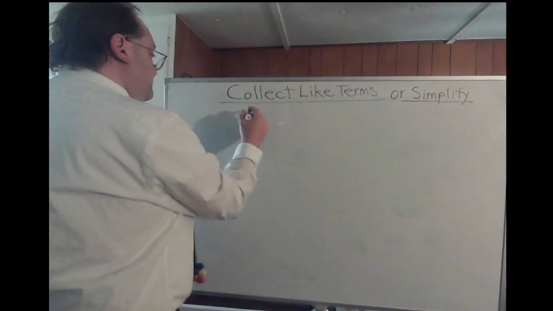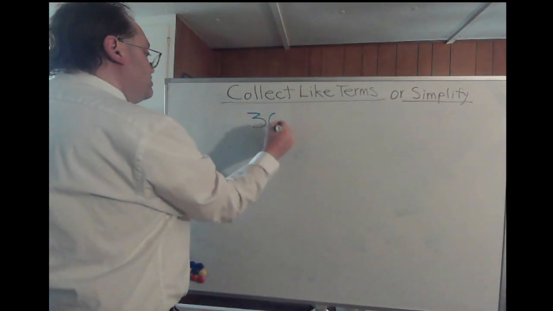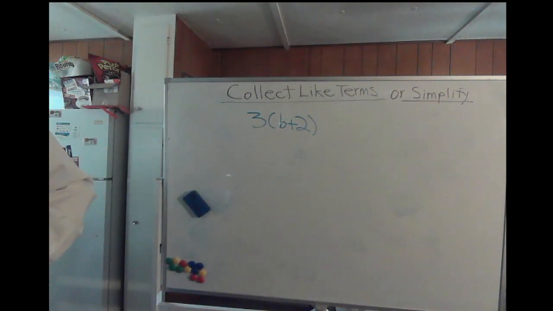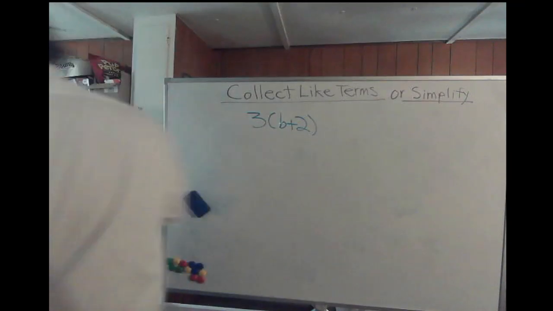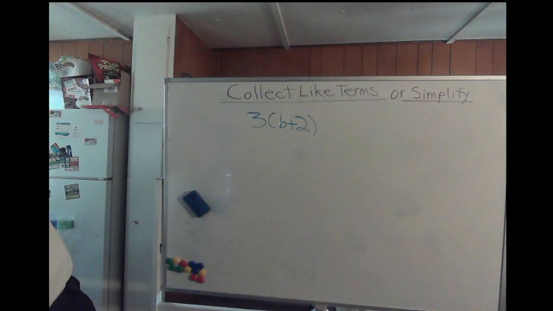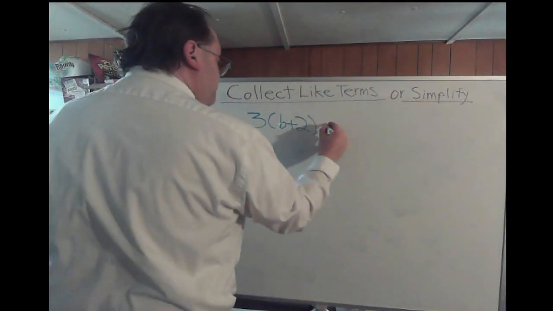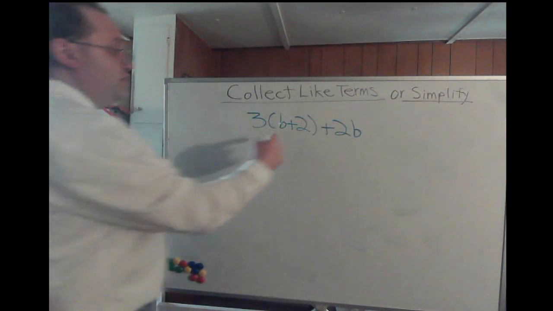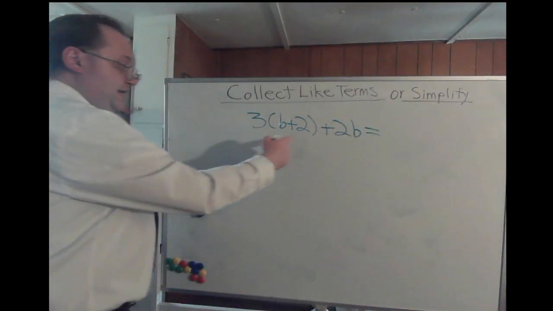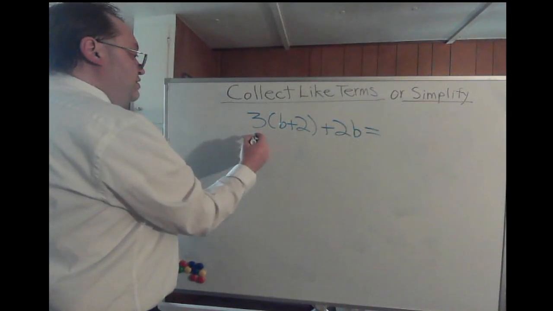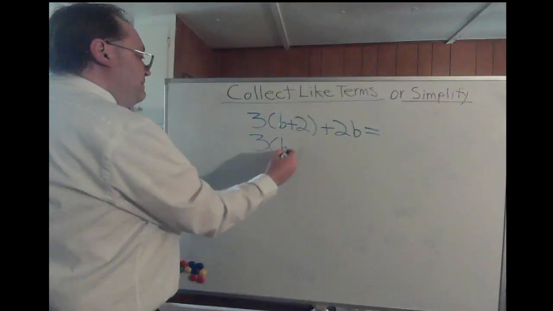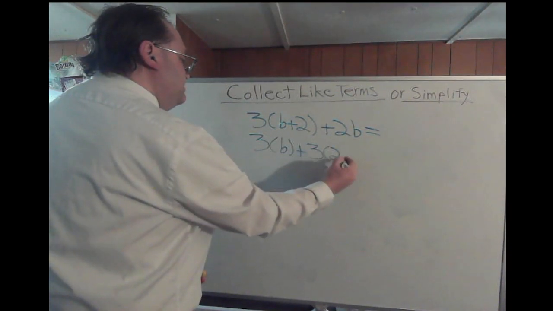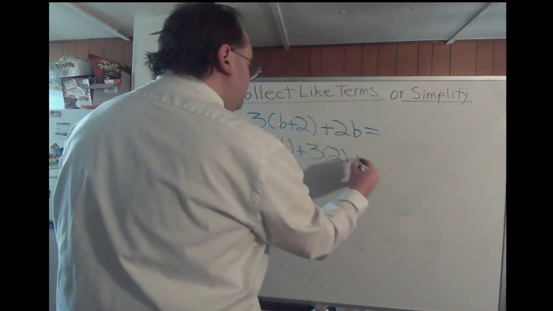Alright, let's see another one with the distributive property. You have 3 times the quantity of b plus 2, plus 2b. Well, of course you're going to do your distributive property first because multiplication comes first. So you'll have 3 times b plus that 3 times 2, then plus 2b.